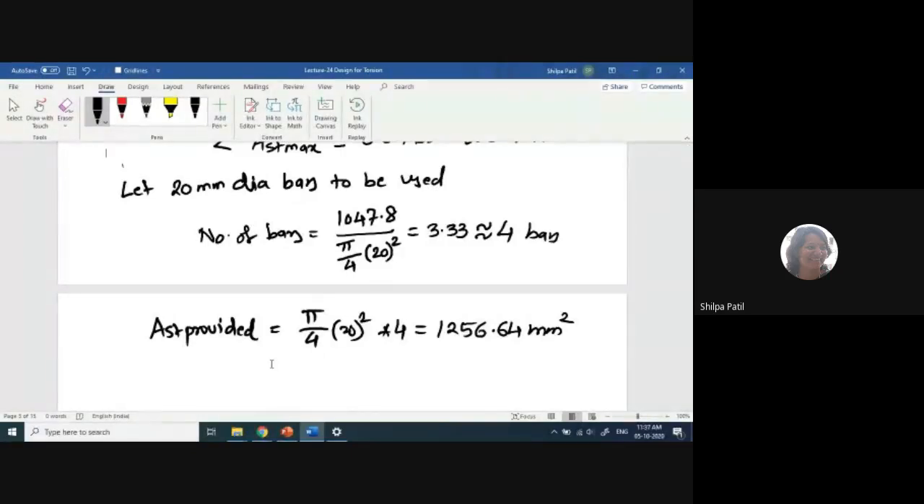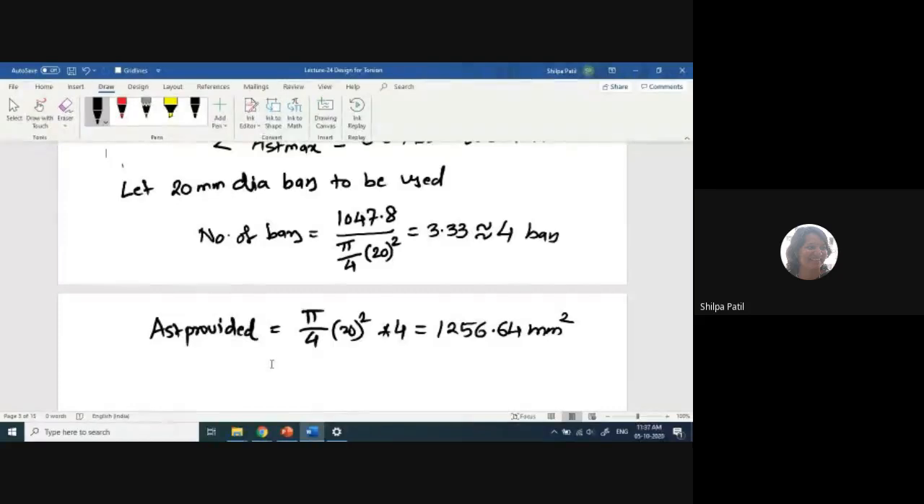This check is not present in IS code currently in our Indian standard code. That particular check is available in the other codes. Other codes means other countries' codes, that is the European code and American code. That particular check is there, but in the Indian standard code there is no check provided to find out whether the provided area of the steel is turning your beam into an over reinforced beam. We never design an over reinforced beam in practice.